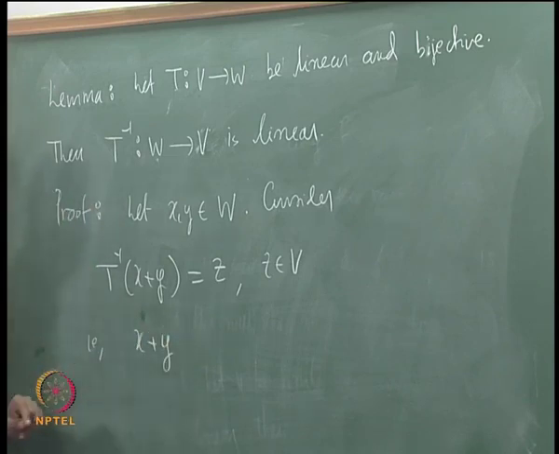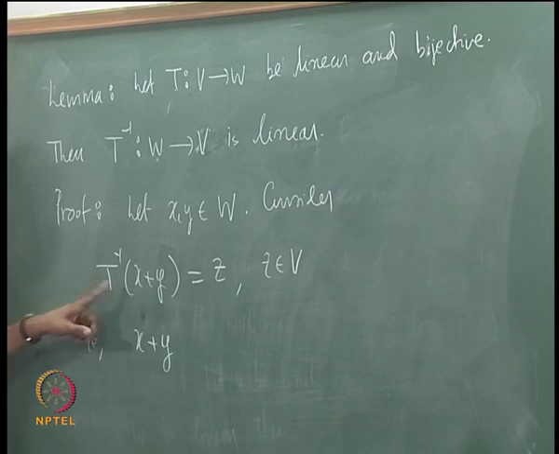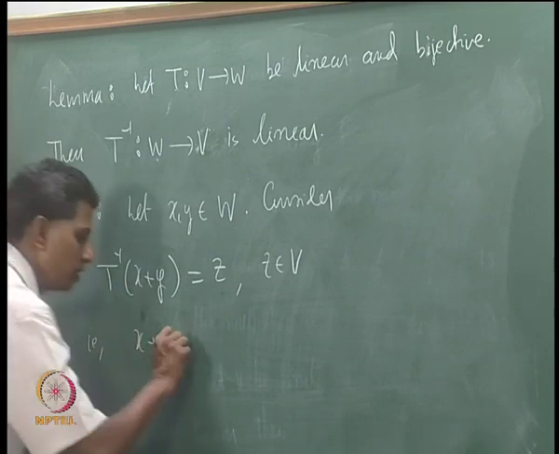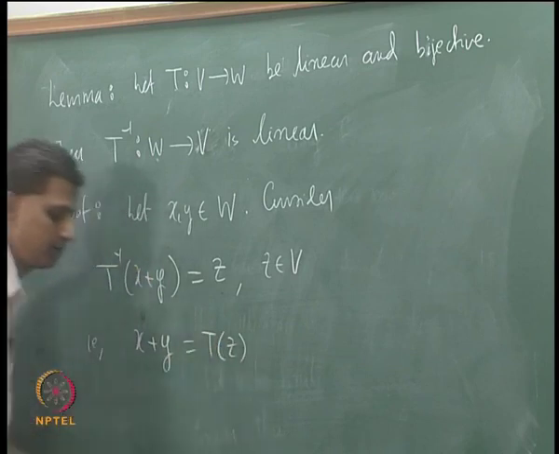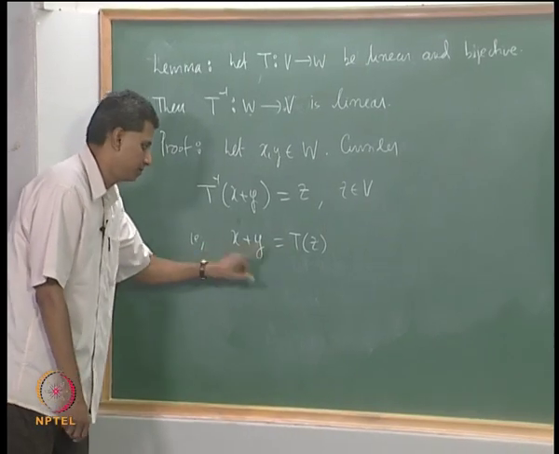So T is invertible, so T inverse is invertible, and the inverse of T inverse is T. So I am operating by T. T of T inverse of x plus y is T of z, but T of T inverse is the composition T circle T inverse, that is the identity transformation. So x plus y equals Tz. x plus y equals Tz. Now look at x and y. They come from W.